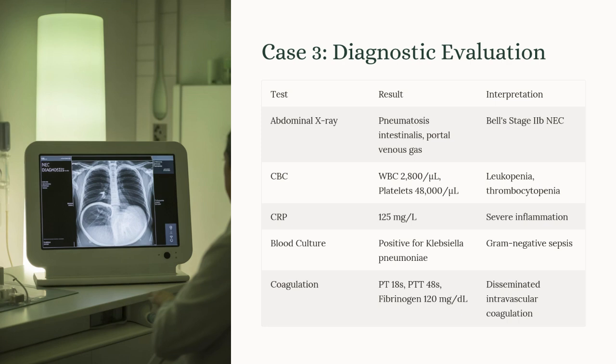That's a gram-negative punch. Coags: PT 18 seconds, PTT 48 seconds, fibrinogen 120. DIC is in motion. This isn't just NEC. This is septic NEC in full attack mode. Every system is screaming. You've got to move fast and smart. Let's build the treatment plan.